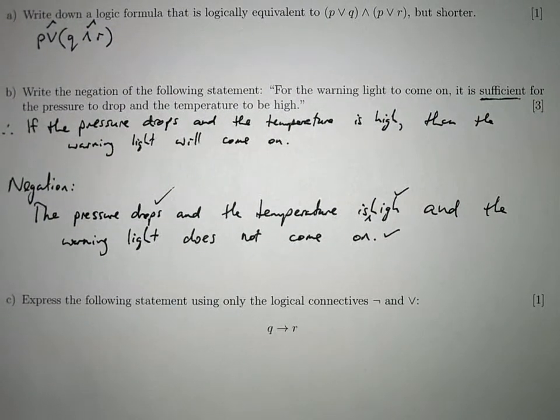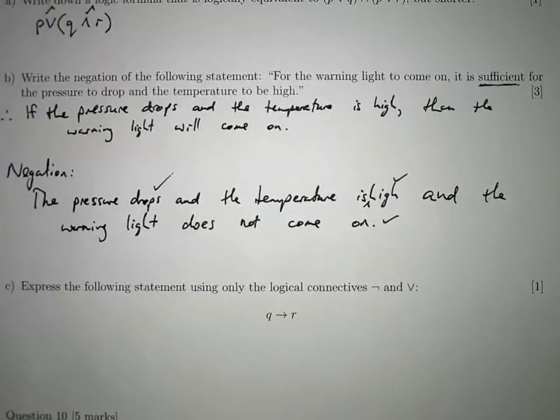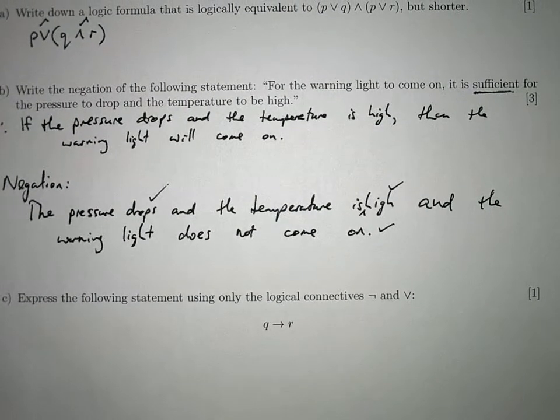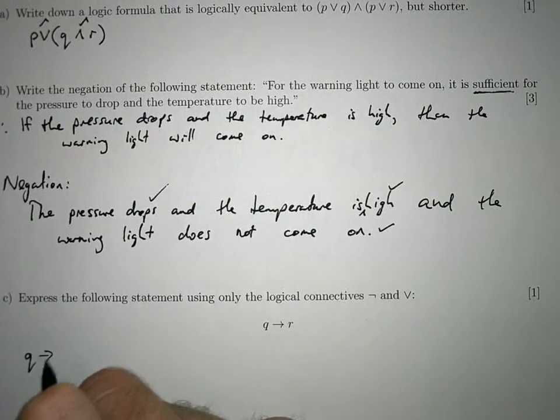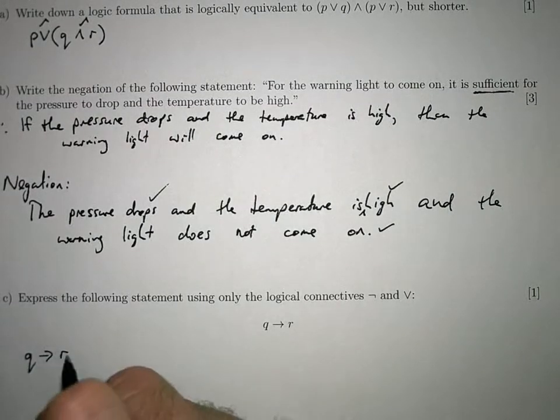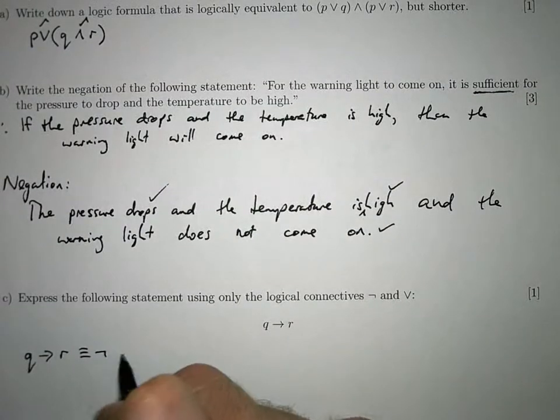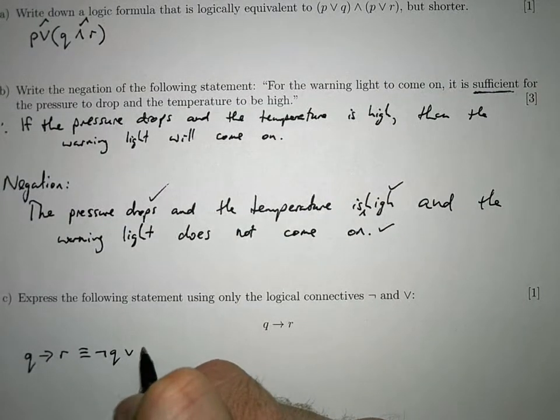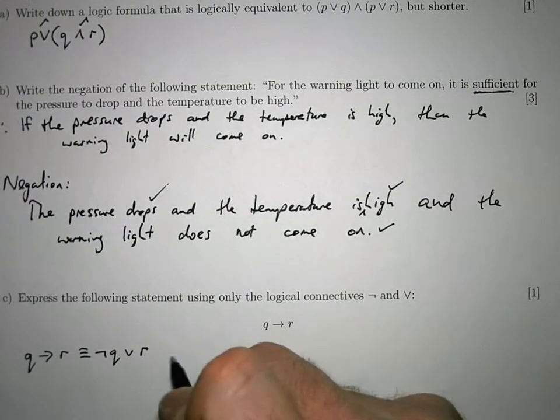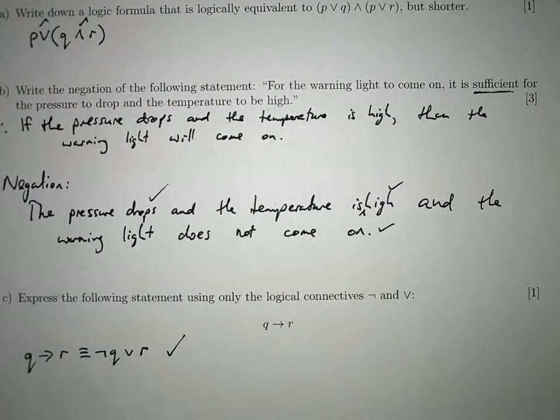Okay, C, this is just 1 mark: express the following statement using only the logical connectives not and or. If you know the logical equivalents for this, it's very easy, and you would have been able to write down immediately that this is logically equivalent to not Q or R. That's quite an important one to know. It was all or nothing marks, no part way, because you either know it or you don't. But there is a quite useful way to work it out if you don't know it, and I'm going to go through that quickly for those of you who are interested.